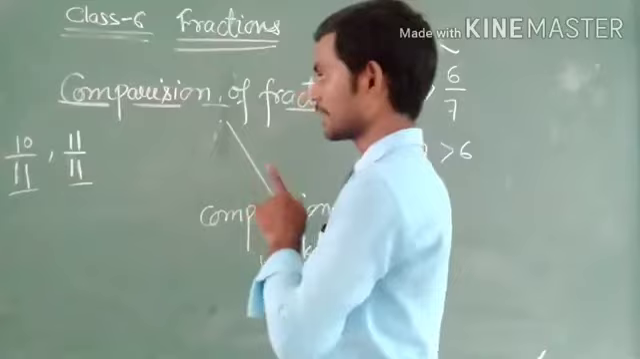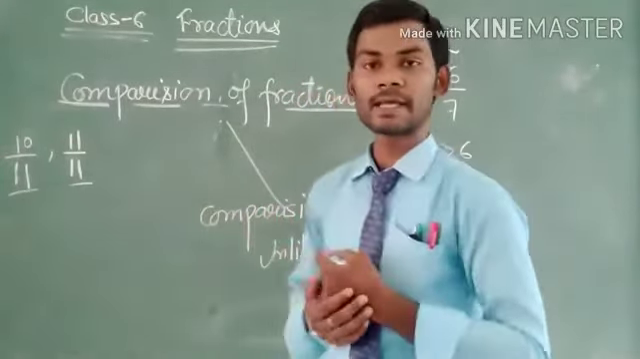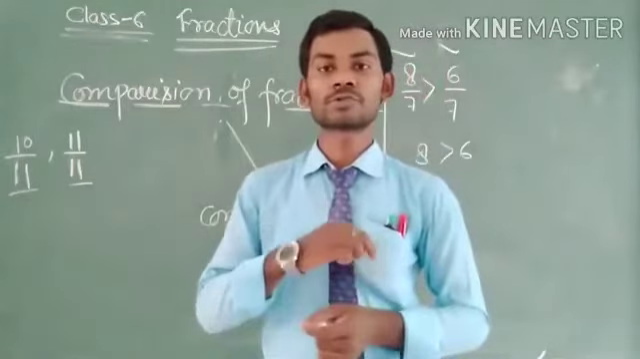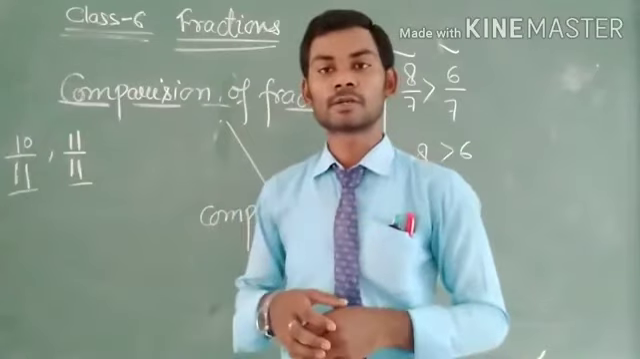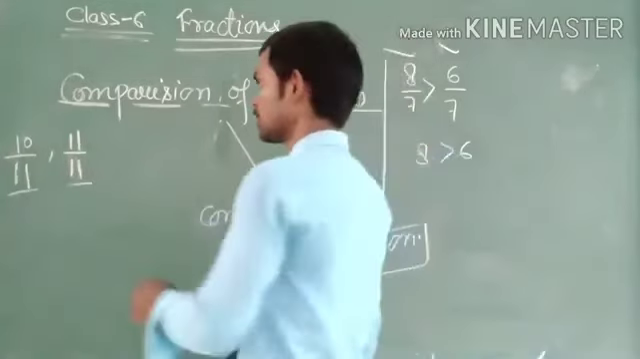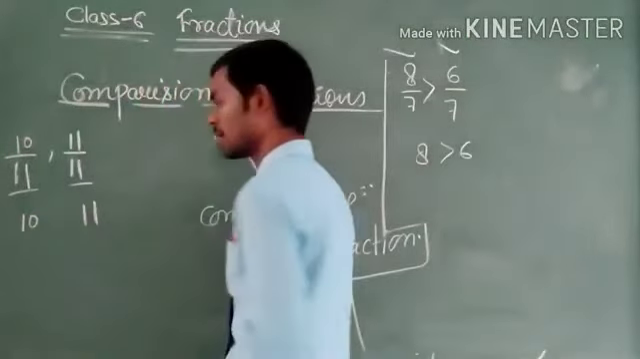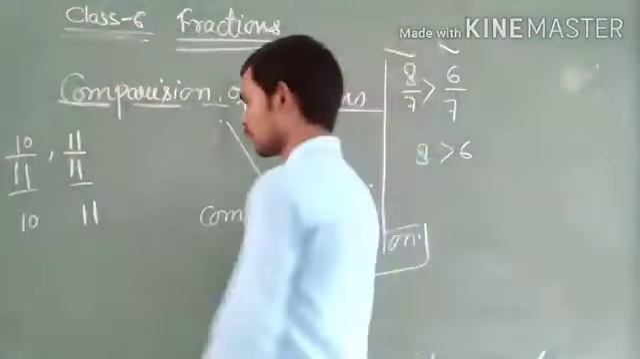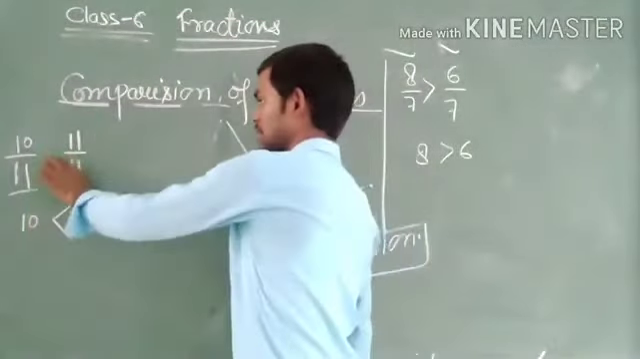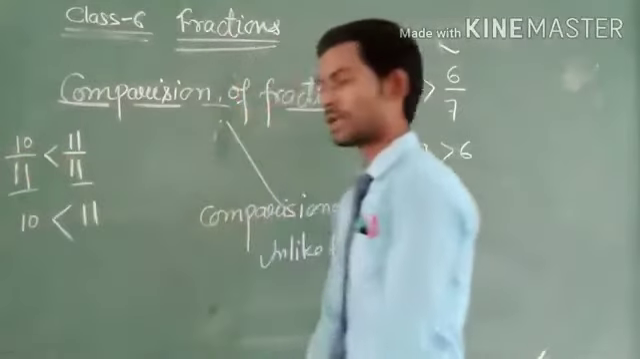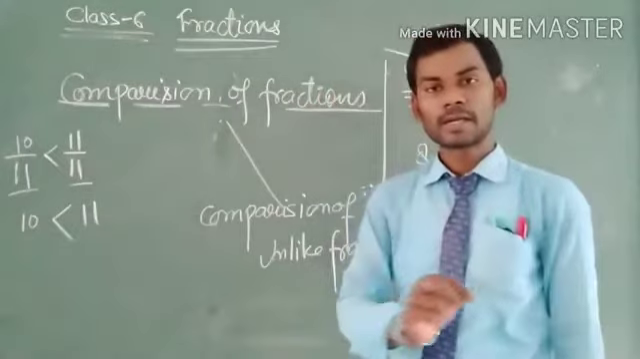Okay, so one thing is clear, that the fractions are like. If the fractions are like, then we need to see only the numerator. We do not need to see the denominator. So our next aim is to see the numerator. Here we have the numerators 10 and 11, and 11 is greater than 10, which means that 10 upon 11 is less than 11 upon 11, or 11 upon 11 is greater than 10 upon 11.